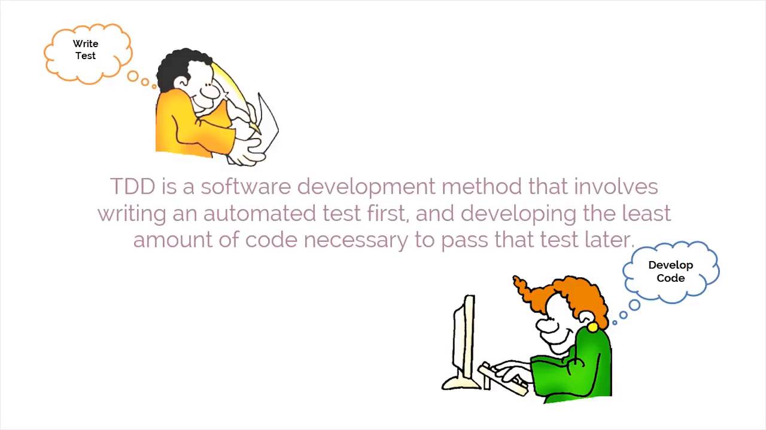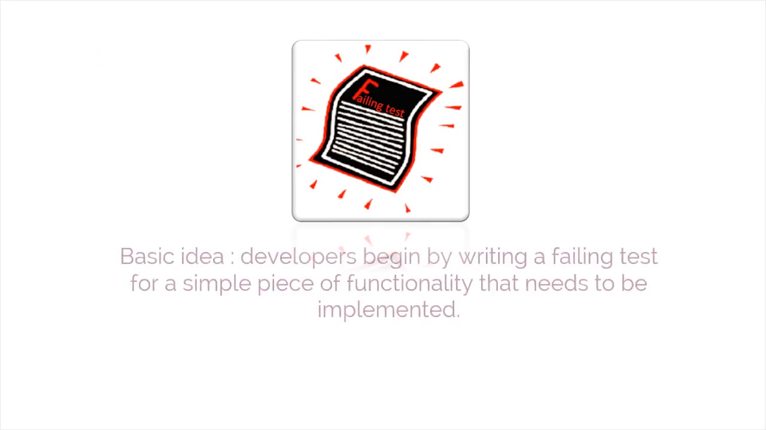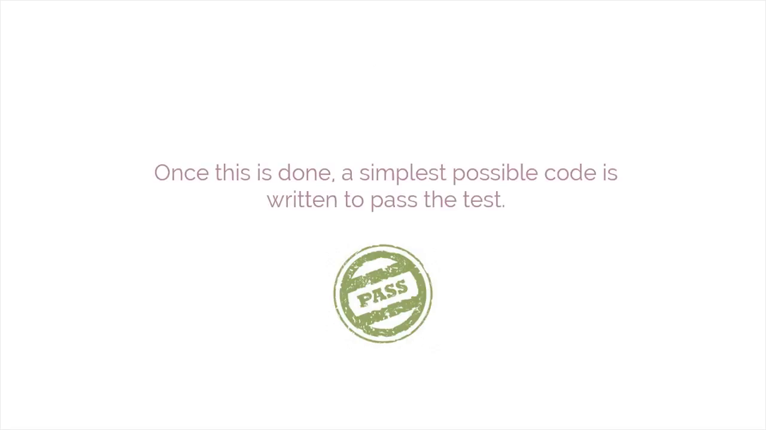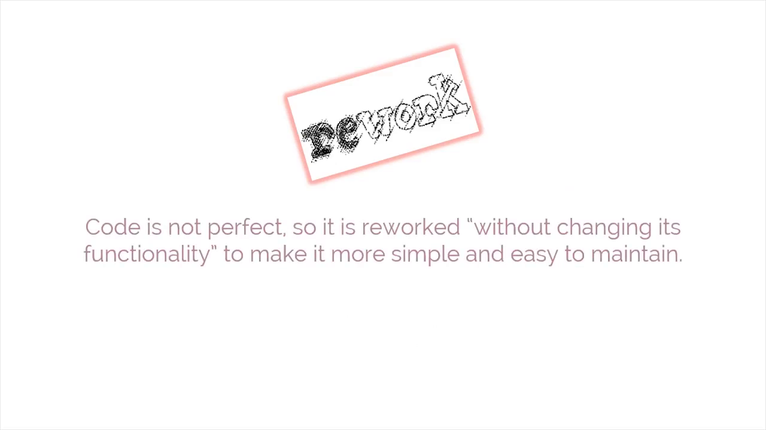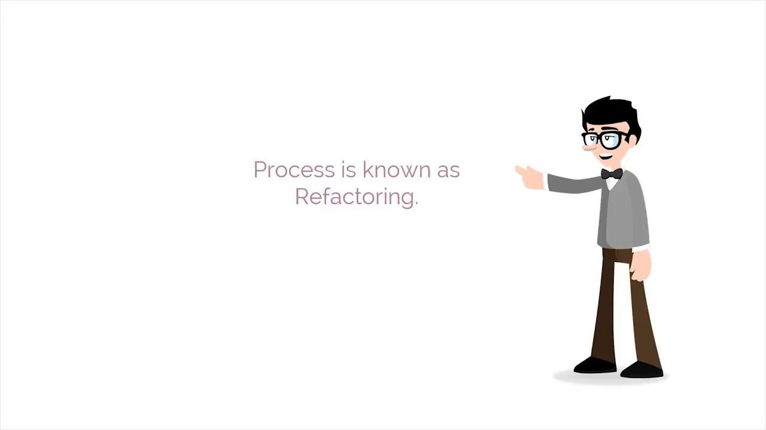Test-Driven Development is a software development method that involves writing an automated test first and developing the least amount of code necessary to pass that test later. The basic idea behind this methodology is that developers begin by writing a failing test for a simple piece of functionality that needs to be implemented. Once this is done, the simplest possible code is written to pass the test. This code is not perfect, so it is reworked without changing its functionality to make it more simple and easy to maintain. This process is known as refactoring.